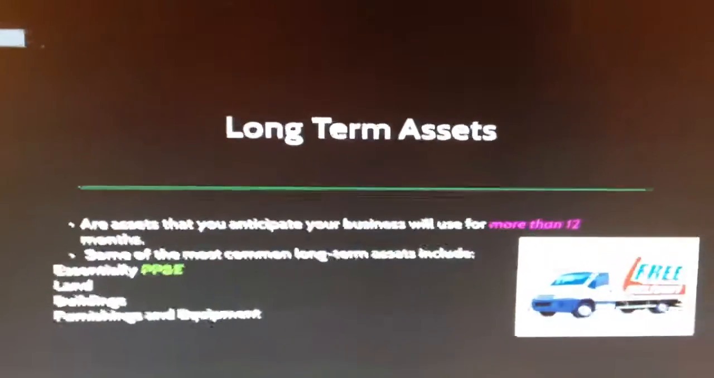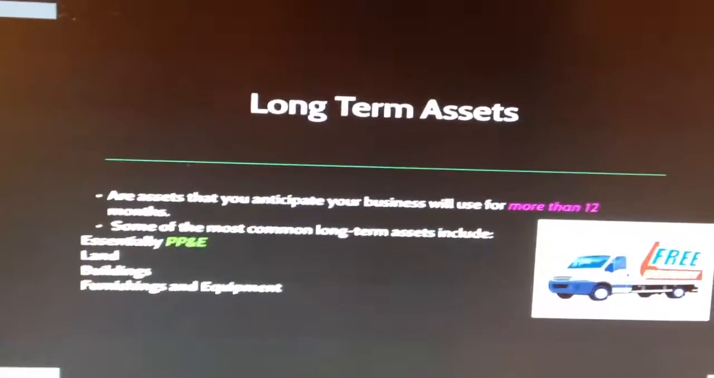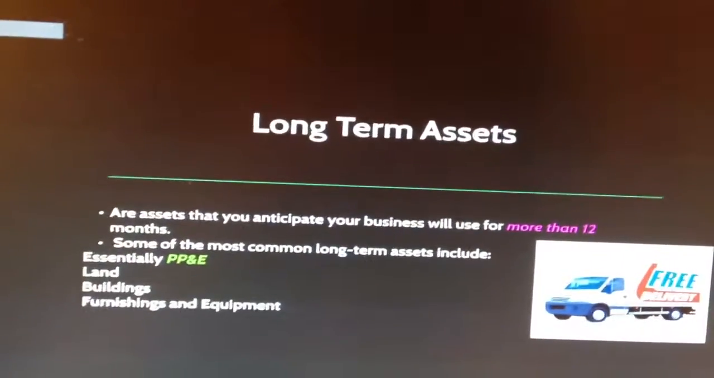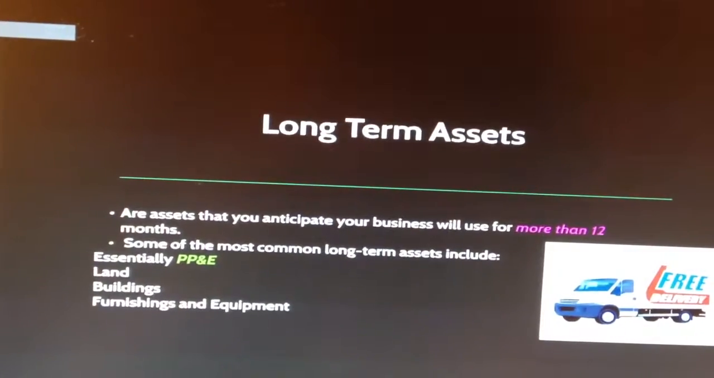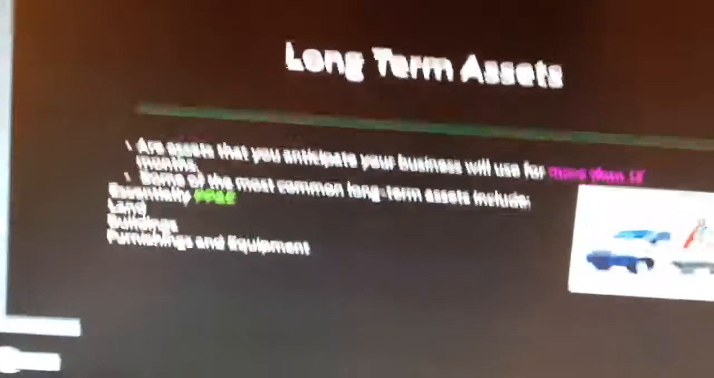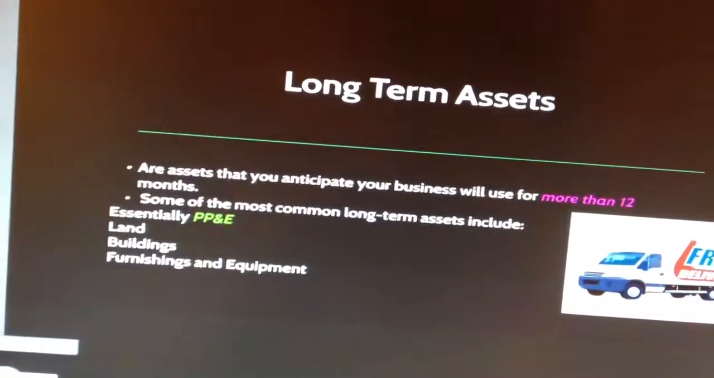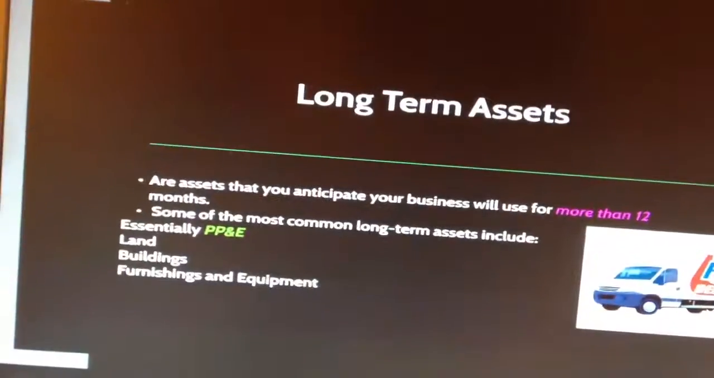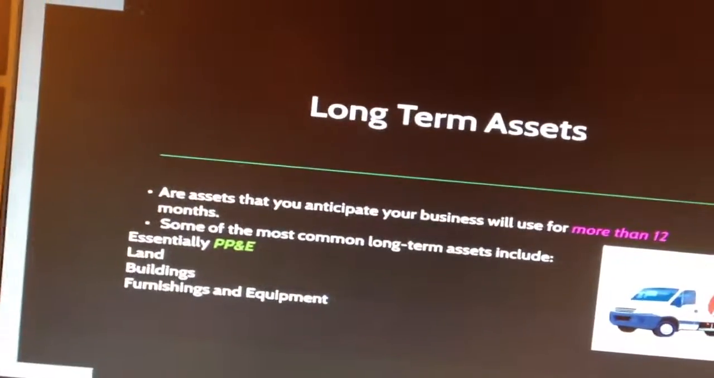So long-term assets are assets that you can anticipate your business will use for more than the next 12 months. Some of the most common long-term assets essentially include PP&E. So you have land, buildings, furnishings, and equipment.